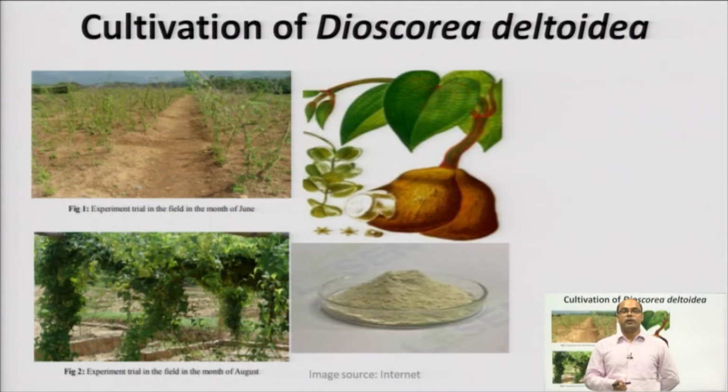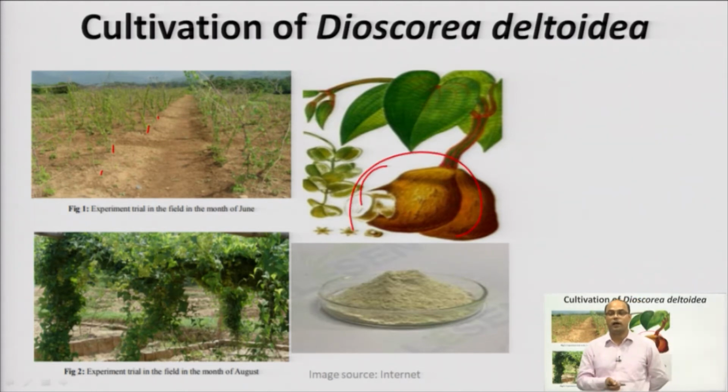Moving on to the next slide, if you look at the cultivation of Dioscorea deltoidea, you can see these are the fields where Dioscorea is cultivated. Because it's a creeper, a climber, it requires a support to grow. And because we are using the tubers or the dried rhizomes, this plant requires excellent growth. When the aerial part grows well, only then the tuberous roots are generated in the plant.